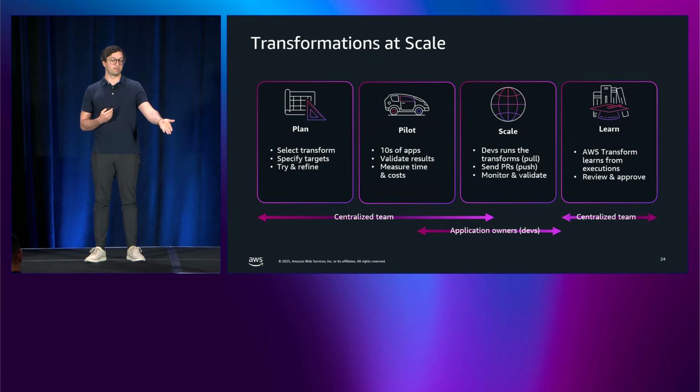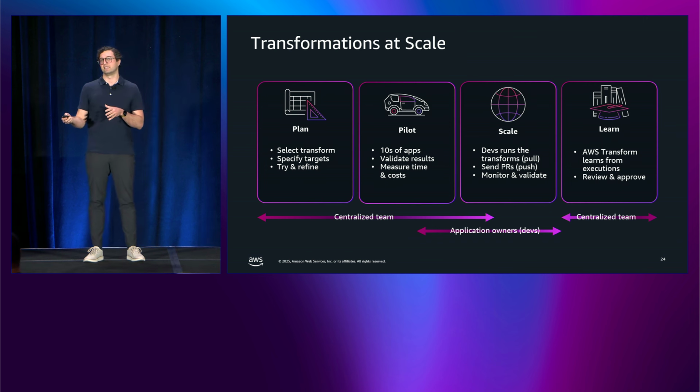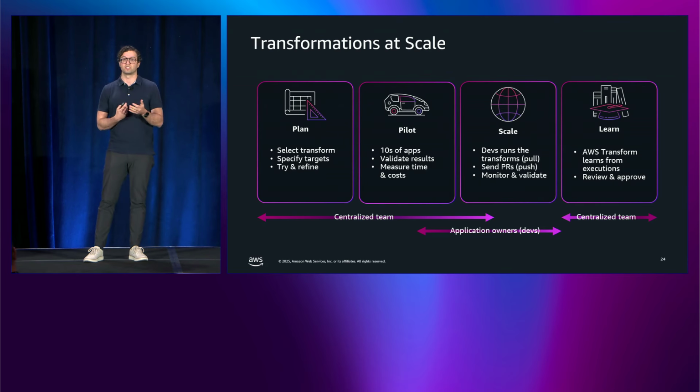So after you've created your initial transformation, start a pilot. Do it with tens of apps. And you'll start to collect some data on, okay, how long does this take to run? How good is it? Does it hit 70% efficacy? Does it hit 95% efficacy? Just depending on the complexity of what you're trying to do with it.